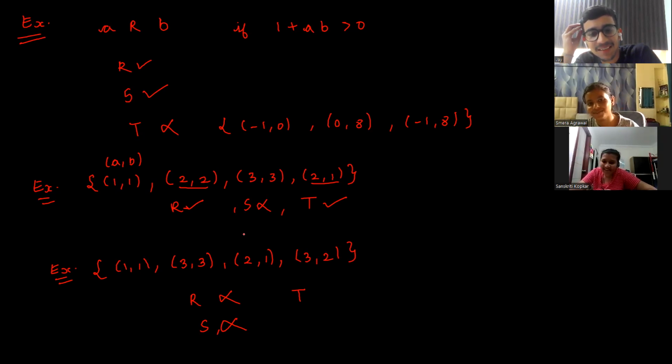Acha Sanskriti, why is it not? Sir, 2 comma 1 is there and 1 comma 1 is there, but 2 comma 1 is not there. Correct, 2 comma 1 is not there. You first said 2 comma 1 is there, 1 comma 1 is there, and 2 comma 1 is not there.